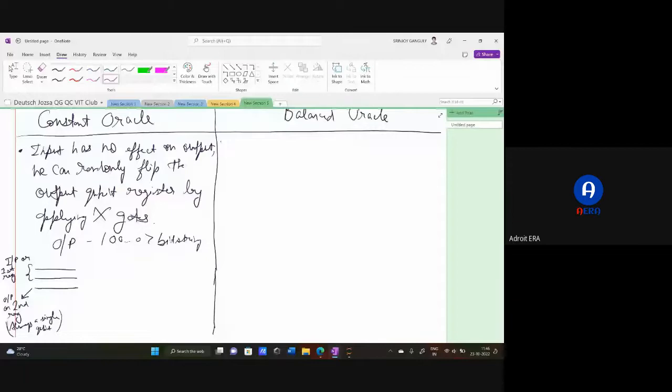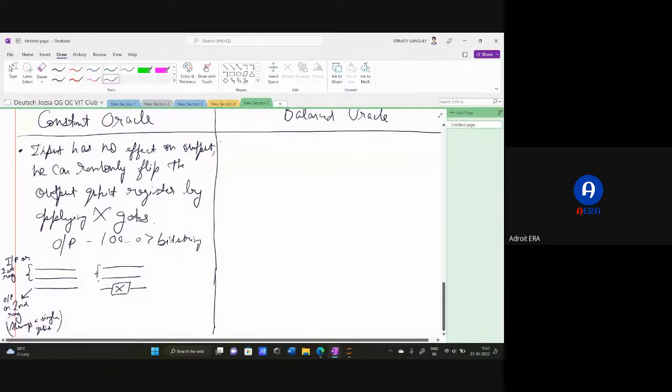Similarly, as we saw, we can randomly flip the output qubit, meaning the second register qubit. So this is also a valid constant oracle. It looks very similar to the Deutsch algorithm, right? The only difference is multiple qubits. This is also a valid constant oracle.